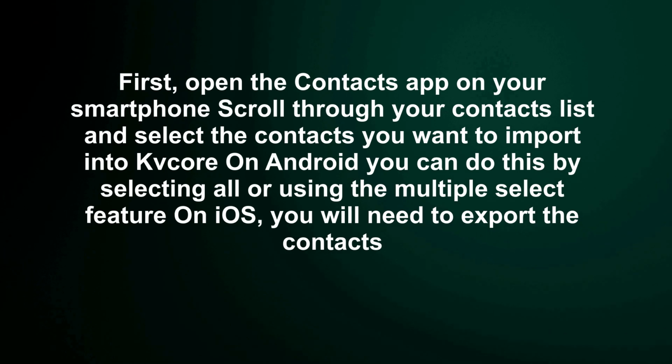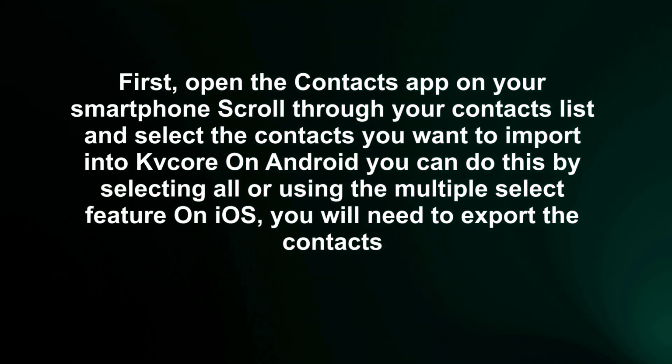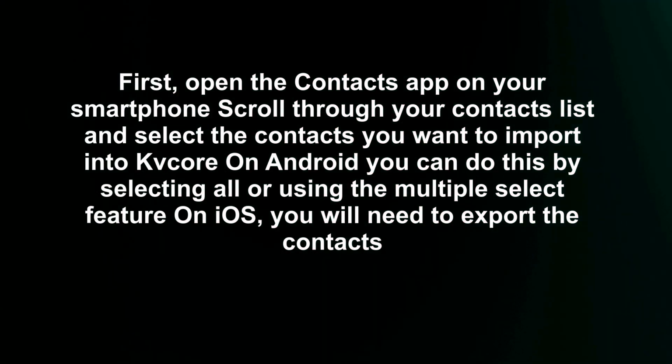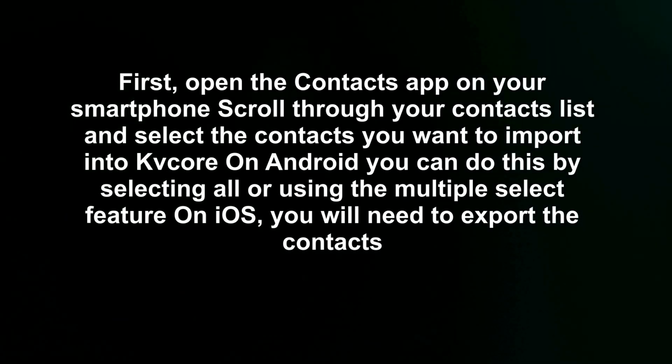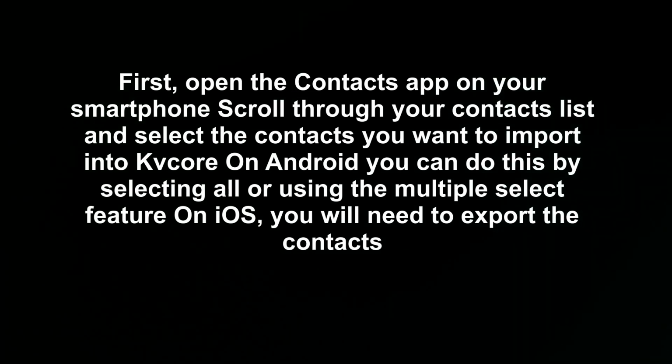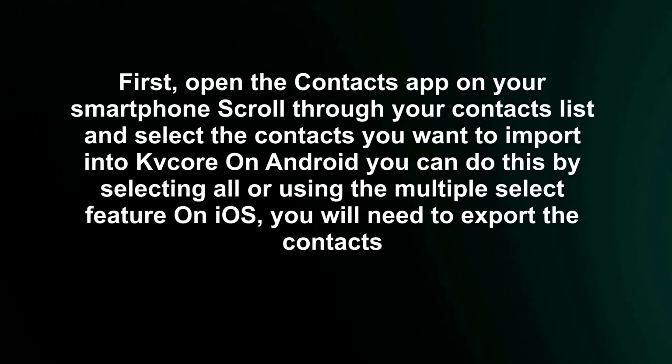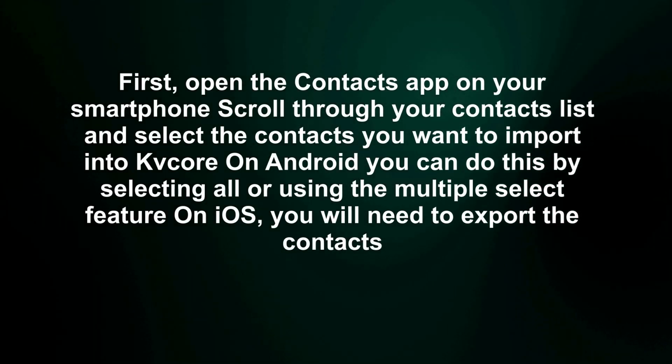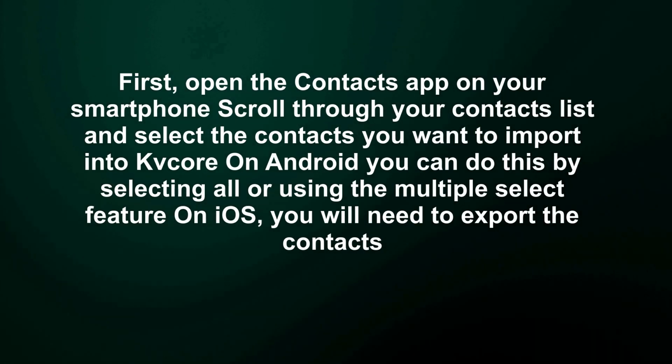First, open the Contacts app on your smartphone, scroll through your contacts list and select the contacts you want to import into Kvcore. On Android, you can do this by selecting all or using the multiple select feature. On iOS, you will need to export the contacts.